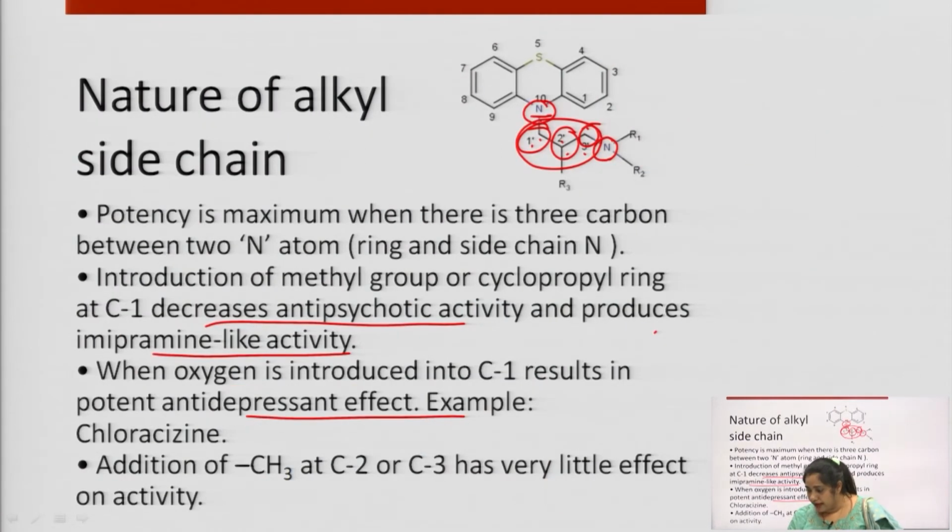So, when we look back, we have 3 options. One is the nature of the alkyl chain, next is the amino group substitution, and the aromatic substitution. First of all, in the case of the nature of the alkyl side chain, we must keep the 2 nitrogens separated by 3 carbon atoms, and in these carbon atoms only position 2 and position 3 can have methylation that will not alter the activity, but at position number 1 that will definitely decrease the antipsychotic activity, rather in some cases that has also produced antidepressant effect.